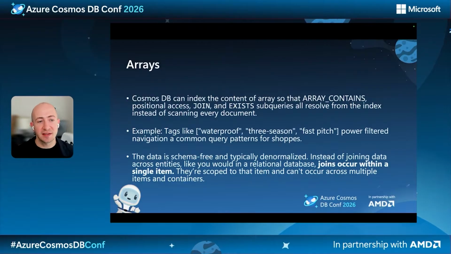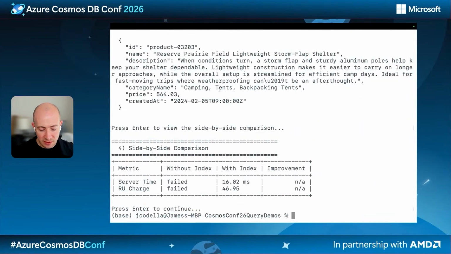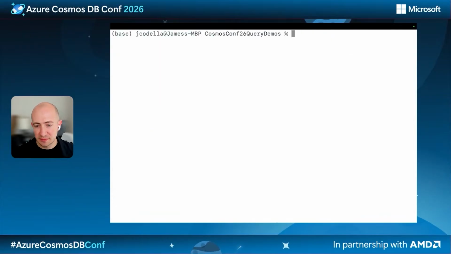It's essentially JSON documents. So instead of joining data across different entities like you would in a relational database, joins occur within a single item. So there's scope to that item. You don't do cross-item or cross-container joins. It's really meant to bring up and interact with the objects or items that are contained within an array. So let's see an example of this. We will switch back here to our terminal.